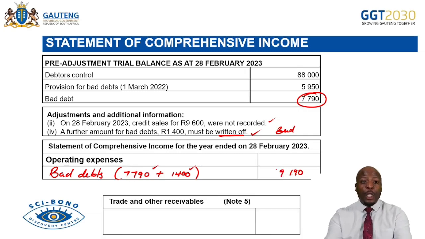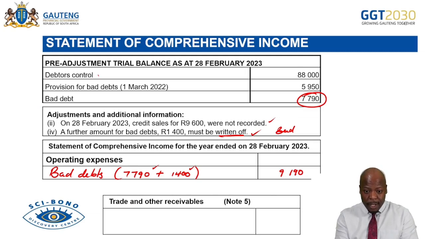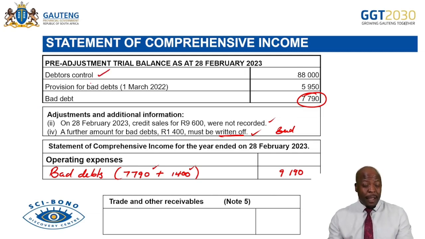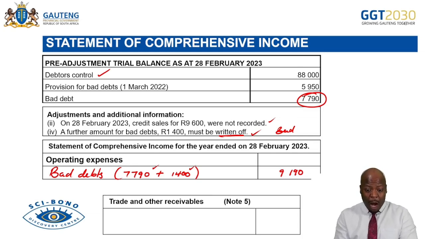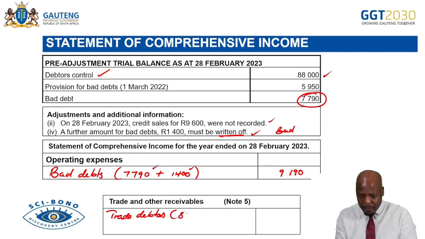All right. Now, you will then see that once we have bad debts, it affects the note that is called note number 5, that is trade and other receivables. All right. We are given here debtors control. There is one thing that you need to remember, that your statement of comprehensive income will affect some particular notes to what we call the statement of financial position. All right. So I'm going to come here, and I'm now going to have my trade debtors, and I open my bracket therefore, and I say, how much is my debtors control? 88,000.